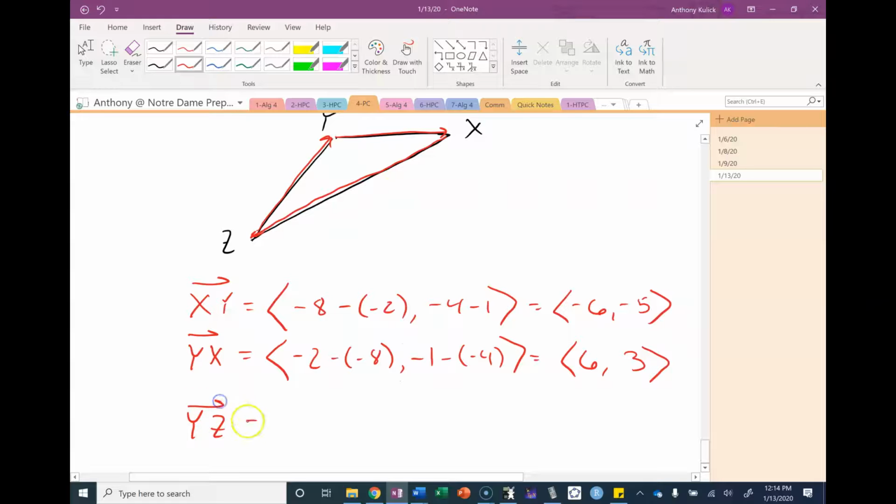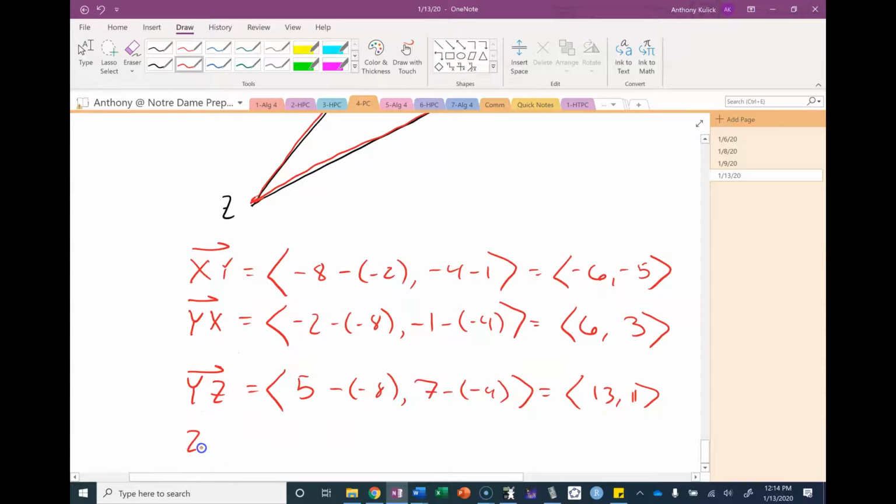Then I'm going to do yz. And then also zy. Sure. I am eventually going to do that. I haven't done that yet.